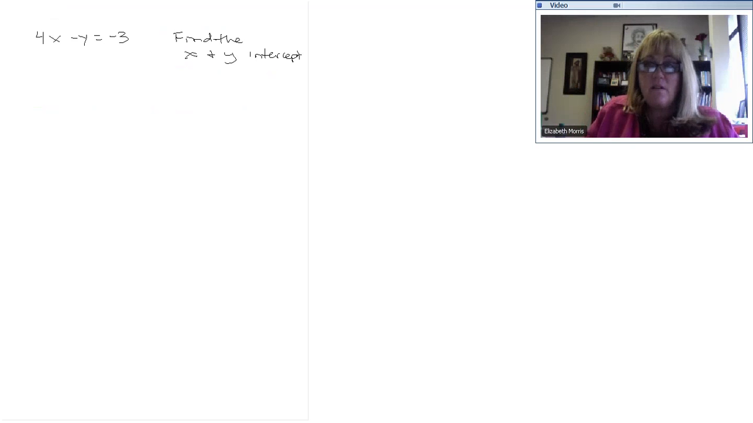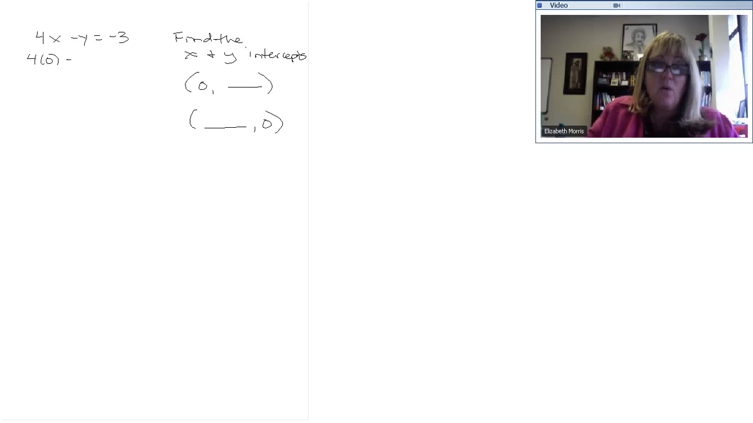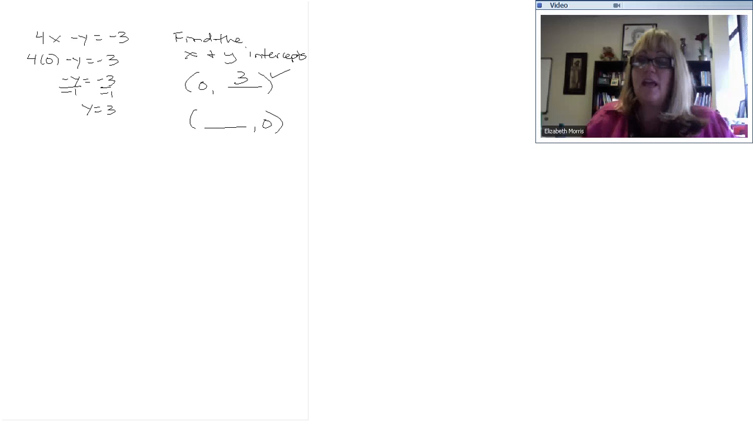They're going to say, okay, 4x minus y equals -3. Find the x and y intercepts. Meaning, if x is 0, what's y? And if y is 0, what's x? That's what they're saying. That's what they mean by the intercept. So if x was 0, I'd have -y equals -3, because that would be gone. Divide out the -1, and you get 3. There's the y. This is the y-intercept because x is 0.